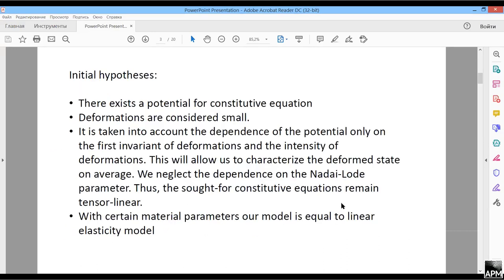and, for example, dependence of volumetric deformations on shear strain. This paper discusses one of the constitutive equations that can be used to describe these properties. Let's consider the initial hypotheses to construct such a constitutive equation. There must exist a potential for our constitutive equation. Deformations are considered small. It takes into account the dependence of the potential only on the first invariant of deformations and the intensity of deformations.